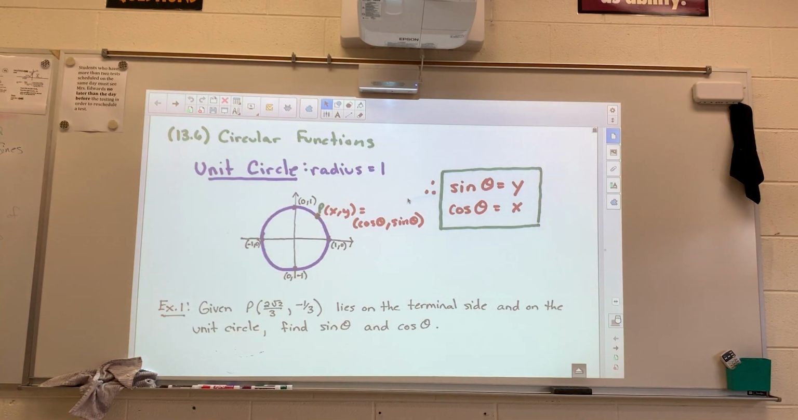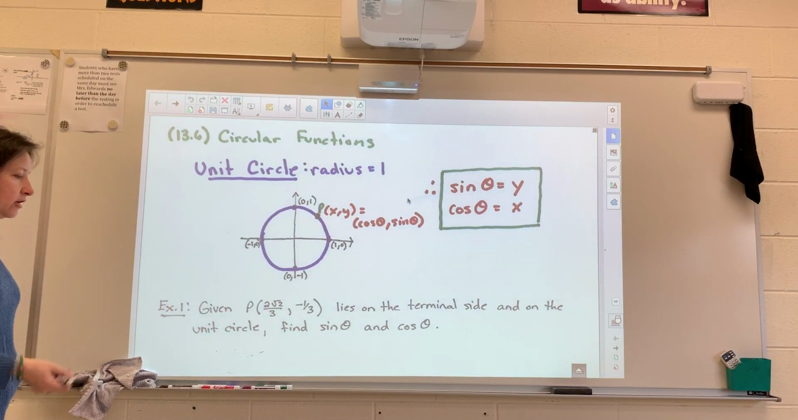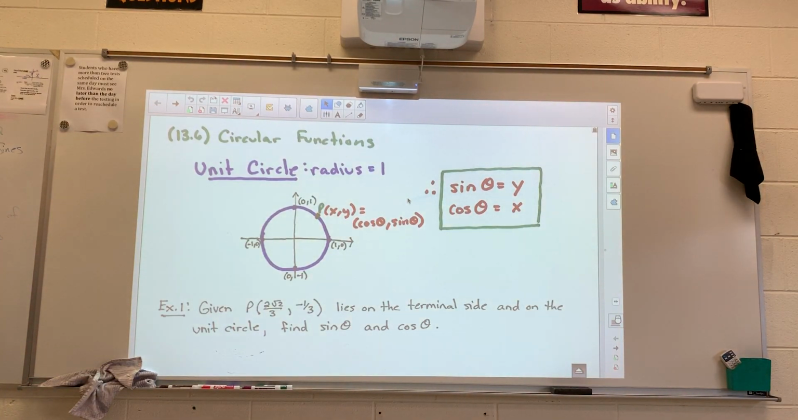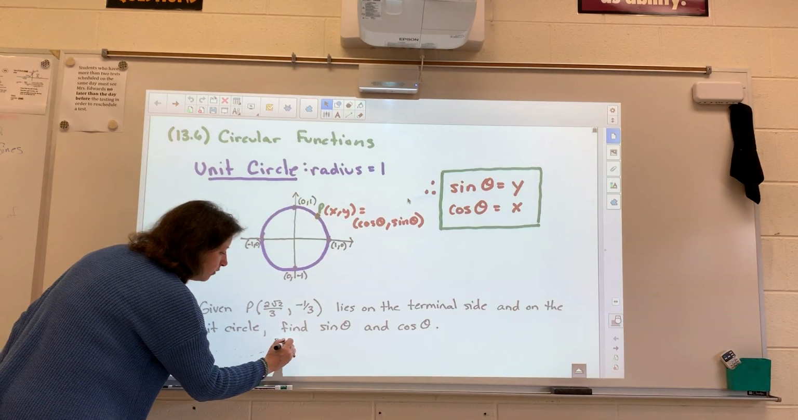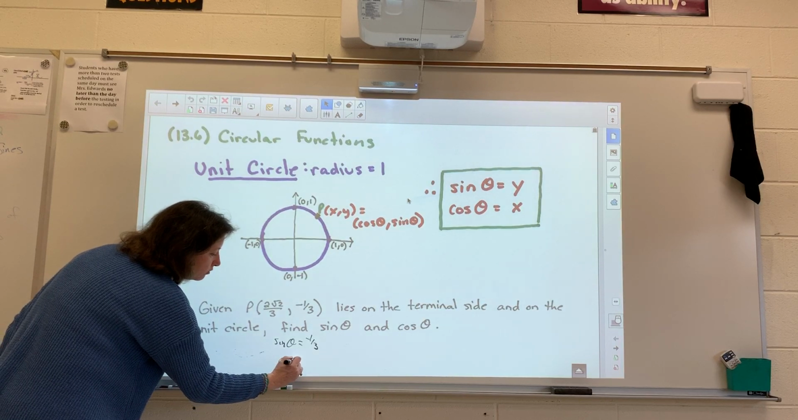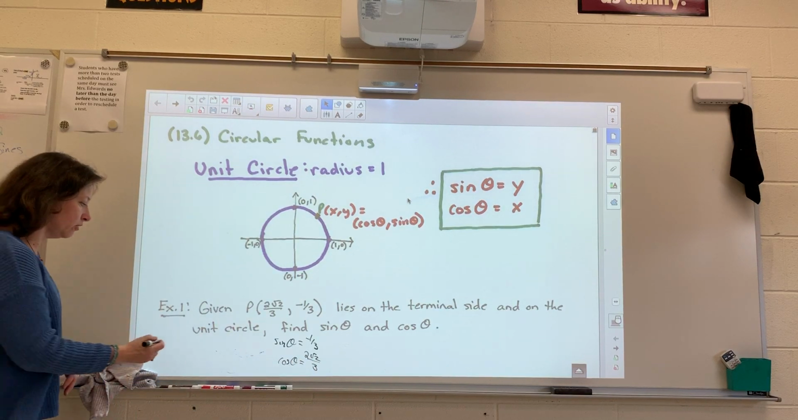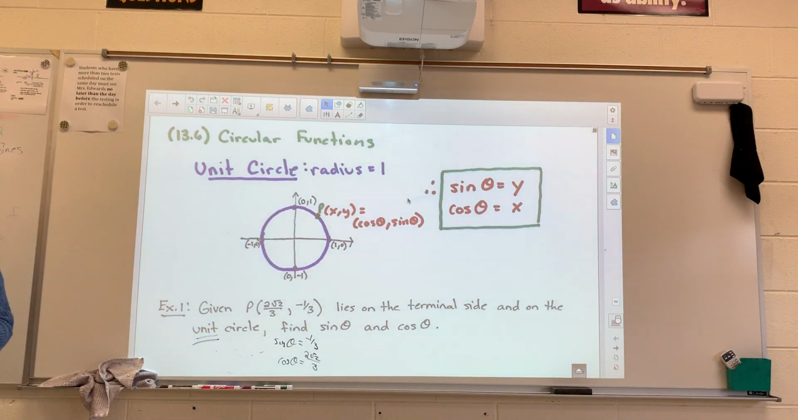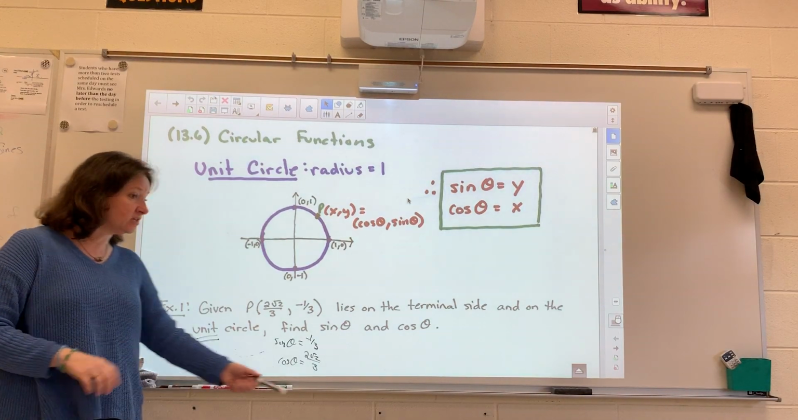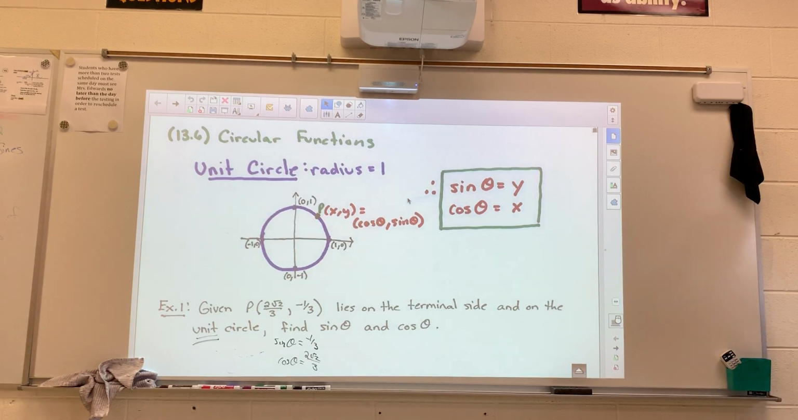So if we know a point on the unit circle, which they've given me in the example, and we know it lies on the terminal side of the angle, we want to find sine theta and cosine theta. Well, we don't have to draw this location and make a triangle anymore. We just simply remember sine will always equal the y value, which is negative 1/3. Cosine will always equal the x value, which is 2 root 2 over 3. As long as we're on the unit circle, we don't have to worry about figuring out what the radius is because we know it is 1. So that brings us to our exact values.